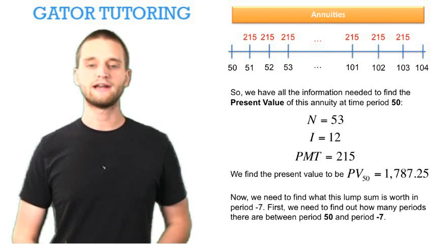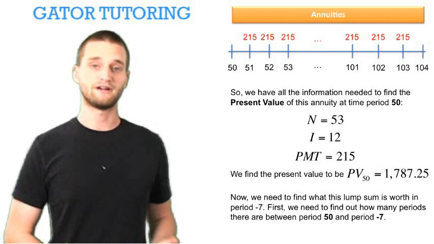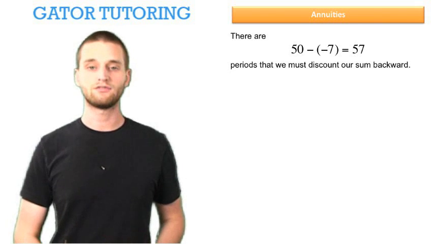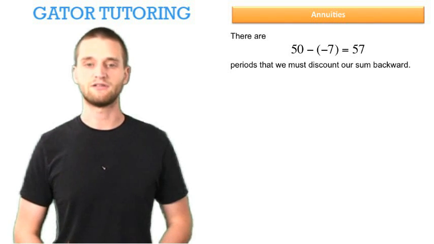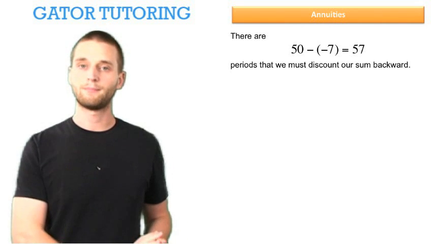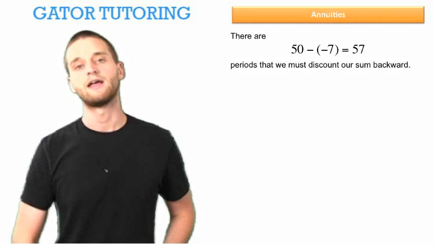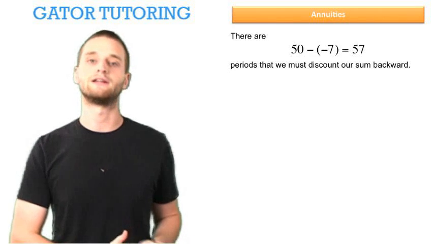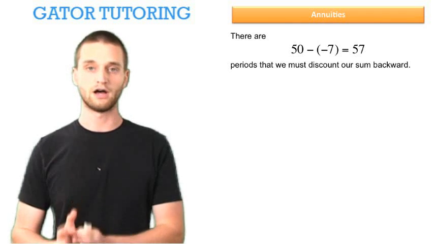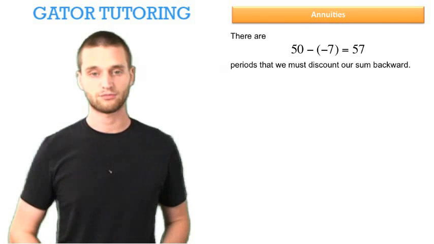Now we need to find what this lump sum is worth in period negative 7. First, we need to find out how many periods there are between period 50 and period negative 7. There are 50 minus negative 7, which is 57 periods that we must discount our sum backward. So again, we're looking for what the lump sum is worth in period negative 7, and since negative 7 is earlier in time than period 50, which is where we currently have the value of the annuity, we need to discount this value backwards.